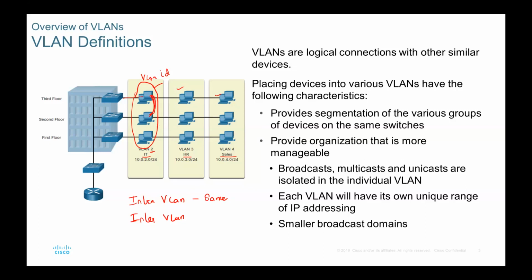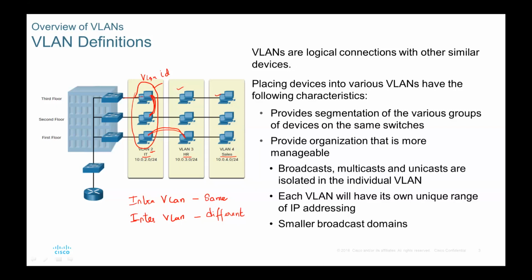But if a machine from one VLAN talks with another machine of a different VLAN, then that is called inter VLAN. Okay, so if the machines of the same VLAN are communicating, that is called intra VLAN. And if the machines of different VLANs are going to communicate, that is called inter VLAN. Now you can see the different features that are offered by the VLAN.